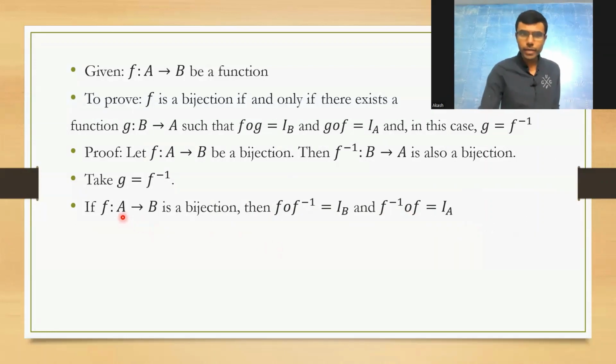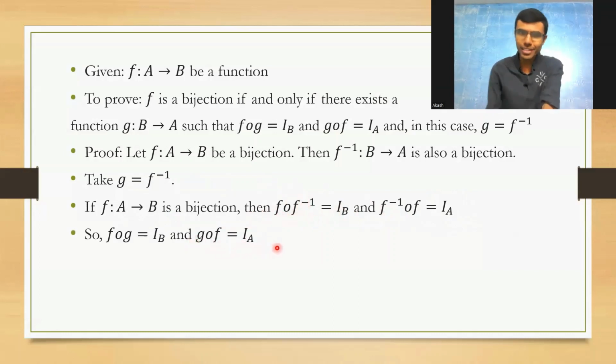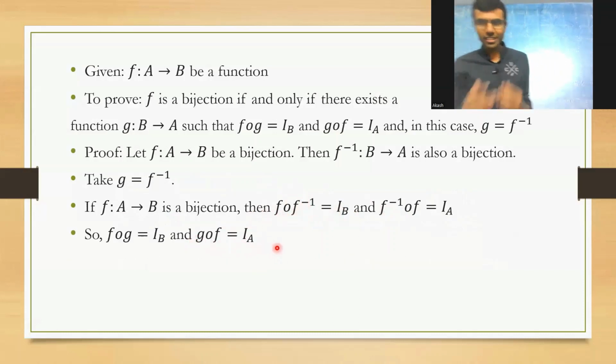Now, yes, if f maps A to B is a bijection, there's a previous theorem, and I'm using its result here. Okay, then f circle f inverse is equal to IB and f inverse circle f is equal to IA. Next, what did I take g as? F inverse. Okay, so wherever you see f inverse, instead of that, write down g. So f circle g equal to IB and g circle f is equal to IA. That's it. First part of the proof is done.